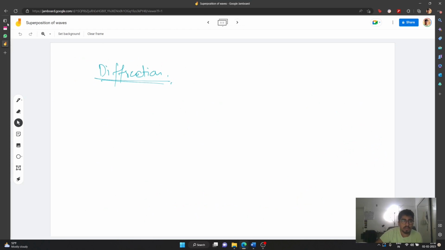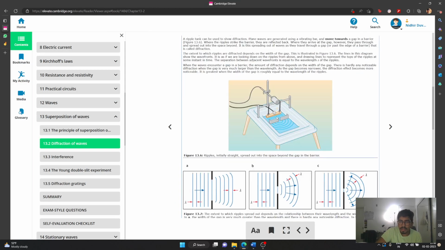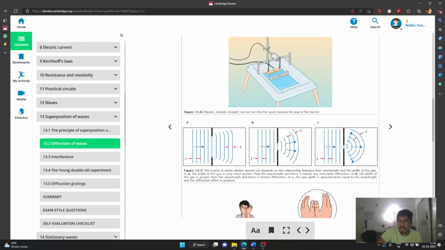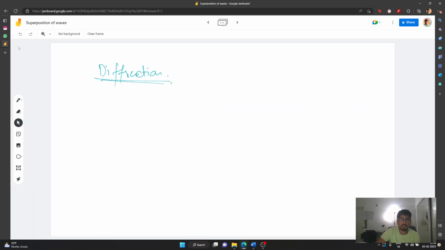So diffraction can be understood like this. Let's forget about all of this. Let's see this example. So what you're doing is, there is something that is creating vibration there, and then there is a solid wall here. So let me replicate the setup for you a little bit.